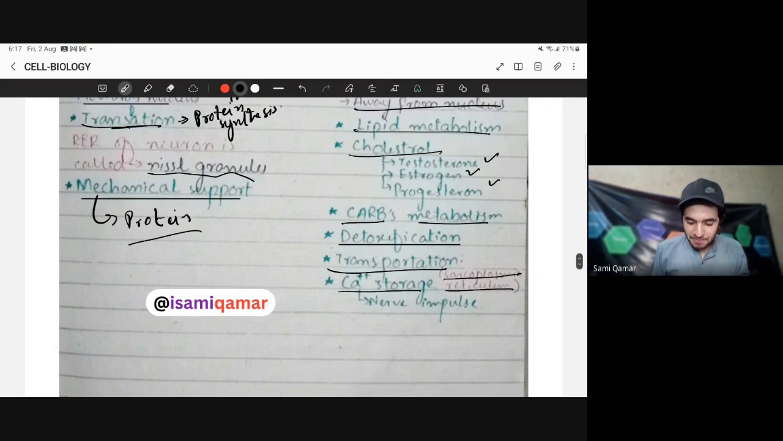We will study it. Calcium ion storage, and in the nerve impulse, calcium ions play a major role. I know, guys, you don't study it here, but just get into med school. So we will study it. Calcium storage helps in the nerve impulse.